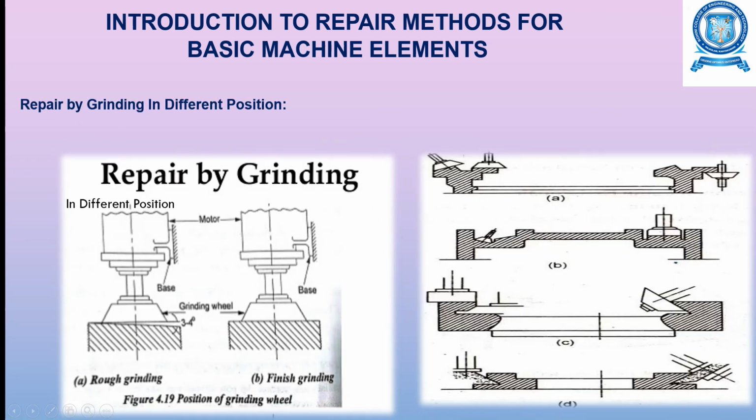And next is the repair by grinding in different positions. Here it is ground by using a grinding wheel, which is held at an angle of 3 to 4 degrees. The second figure is the finished grinding, and here you can see all these A, B, C, D. All these are the different positions of the grinding wheel. So this is a method of repairing the bed by means of grinding in different positions.